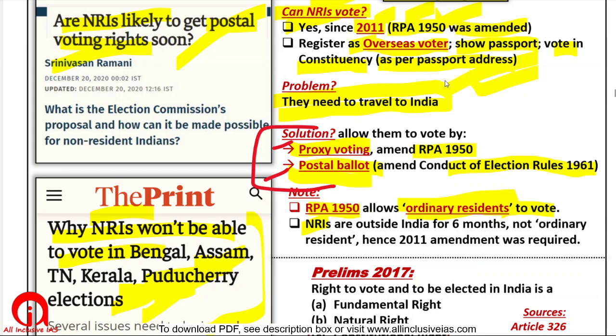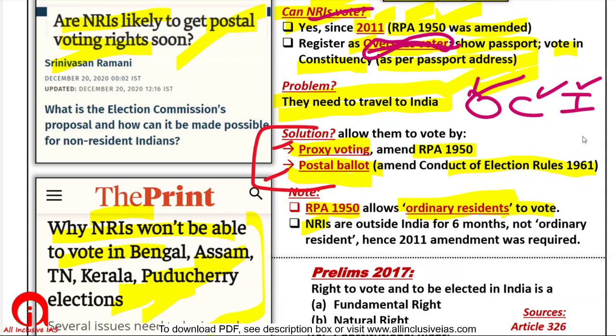Can OCI vote? Overseas citizens of India. See, an NRI is registered as an overseas voter. So UPSC can confuse you. It can say that overseas citizens of India can also vote. No, OCI are not citizens of India. Okay, an overseas citizen of India is not a citizen of India. Therefore, that person cannot vote in elections in India.